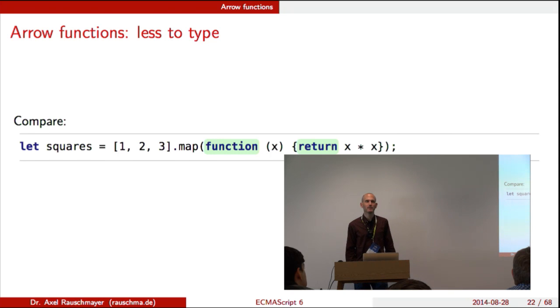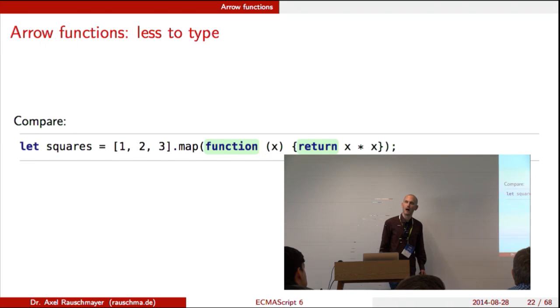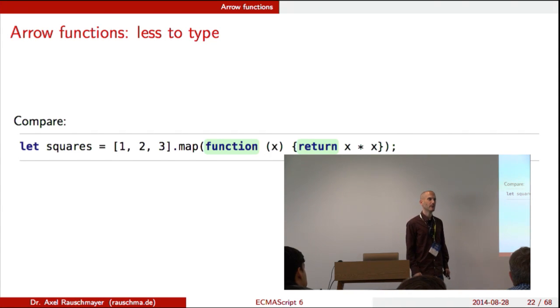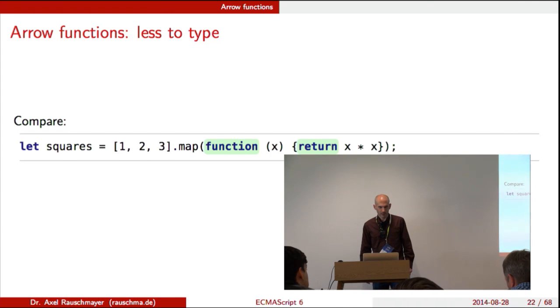Arrow functions. Functions are used a lot in JavaScript, especially when it comes to asynchronous code and, say, Node.js or any kind of web request you make in browsers. And they are a lot to type.